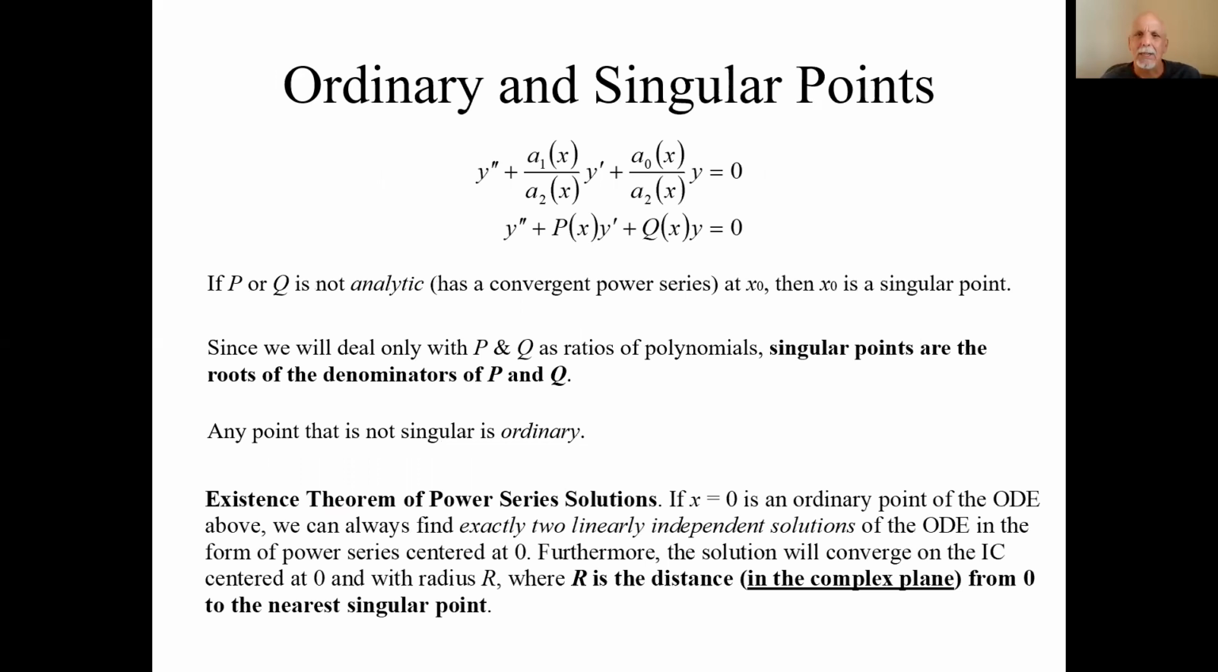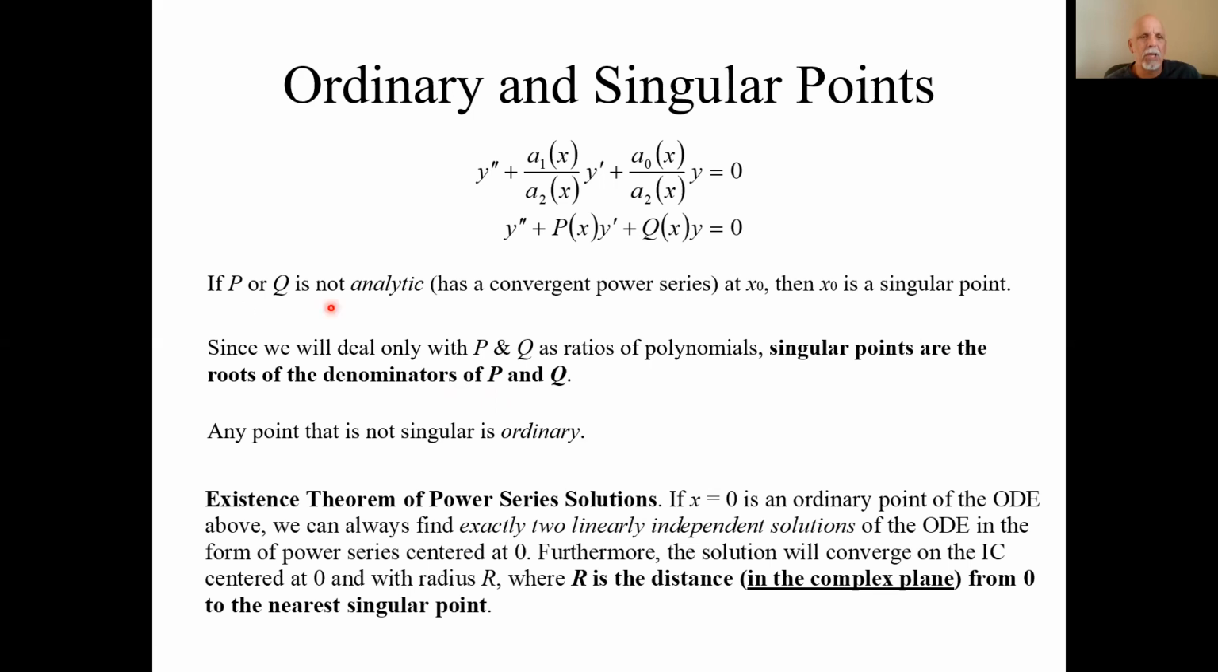One thing we need to talk about is ordinary and singular points. We talk about the standard form and the P and Q again. Since we're only going to talk about these a's being polynomials, P and Q will be a polynomial in x over another polynomial in x. The singular points are the roots of the denominators of these P and Q. It's where the P and Q blow up.